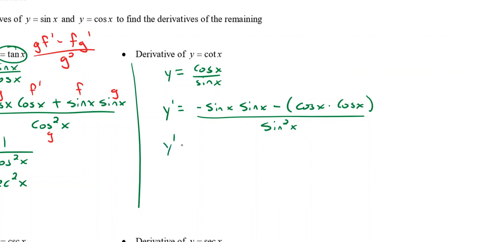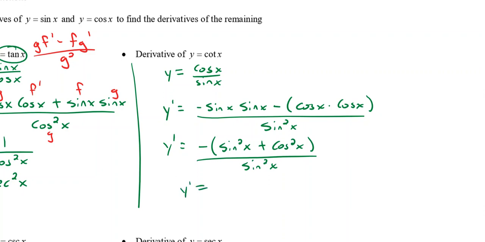Okay, so rewriting this, I'm going to factor out this negative right now. I'm going to do this in one step. So this would be negative, and then we'd have sine squared x plus cos squared x all over sine squared x. And again, sine squared x plus cos squared x, that's 1. So this becomes y prime is equal to negative 1 over sine squared x, which would also be known as negative cosecant squared x.